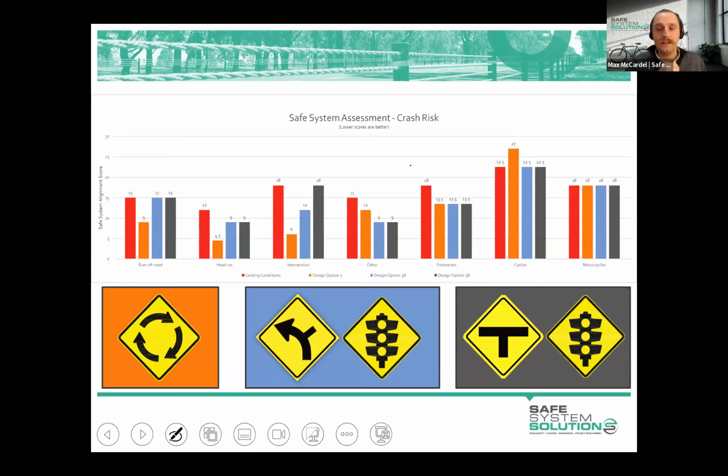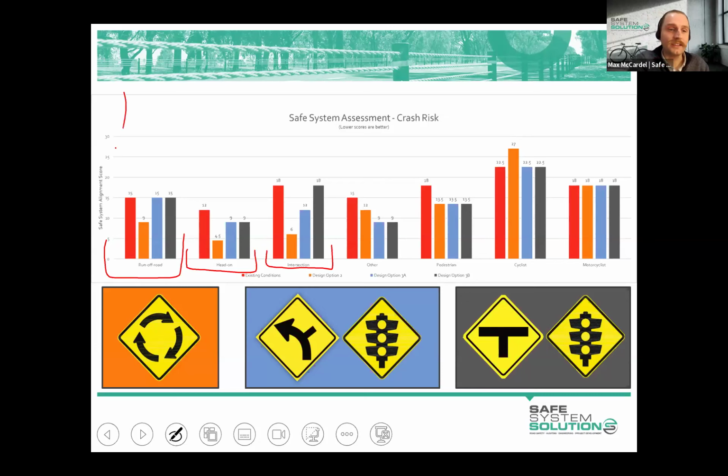So along the, I guess you'd call it the x-axis, we can see that we've got different crash types that have been bundled up like this. So we've got run-off road crashes, head-on crashes, intersection crashes, other, we'll speak to that in a moment, pedestrian crashes, cyclist, motorcyclist. So we've got 7 crash types that are analysed as part of the safe system assessment.